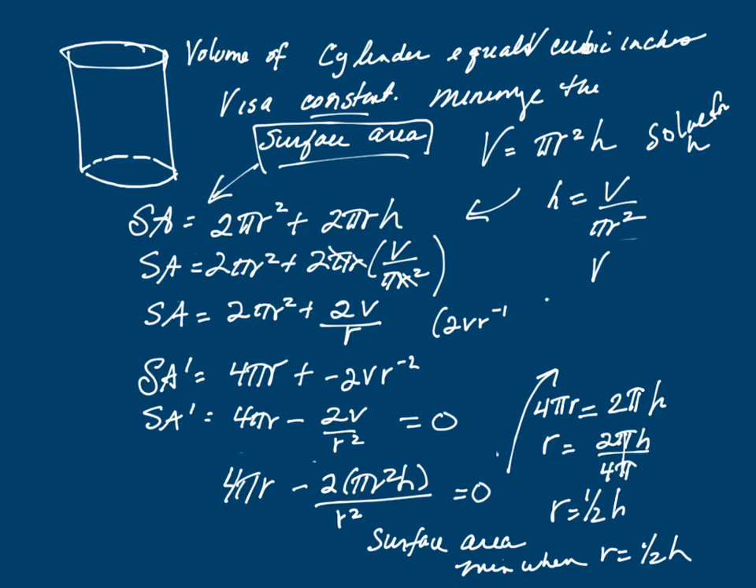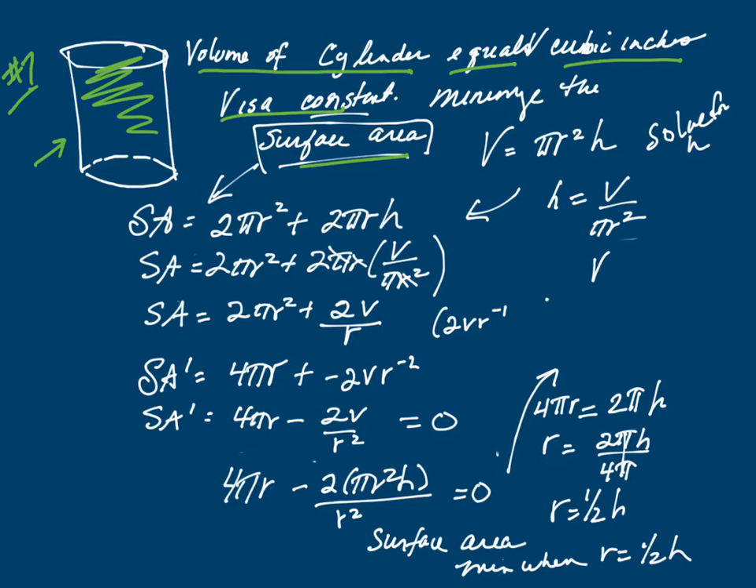Okay, we're on number 7 from the notes, and we're talking about a cylinder. It says the volume of a cylinder equals V cubic inches, and V is a constant. Minimize the surface area. What they mean by V is a constant is they want to keep the volume of this whole cylinder the same. So they want to know the minimal surface area that'll give you the same volume.